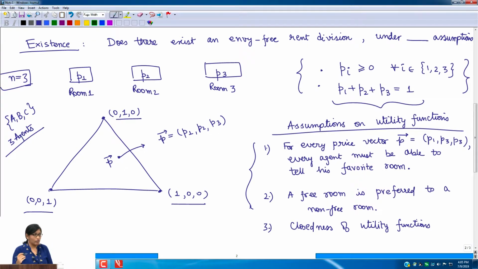A free room means a room with rent 0. If for any room pi is 0, that room would be preferred over any other room pj, if pj is greater than 0. Which means the price of this particular room is 0, and a non-free room means that there's a strictly positive rent you need to pay. So this is the model again, and let's see what we can do with this.